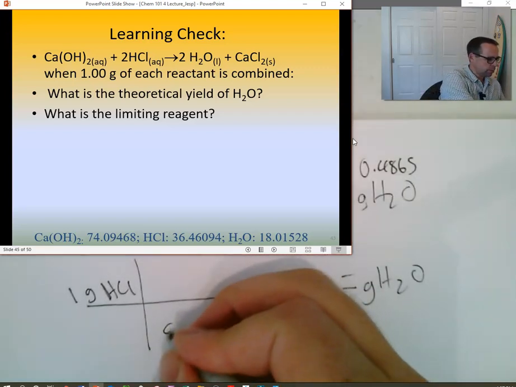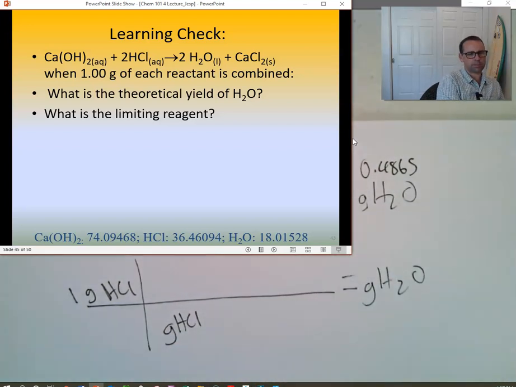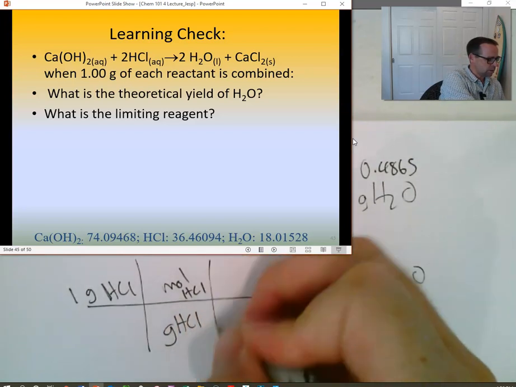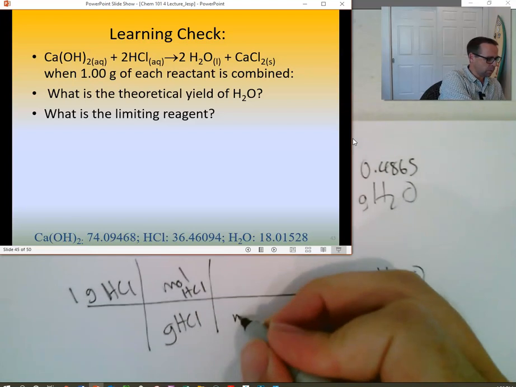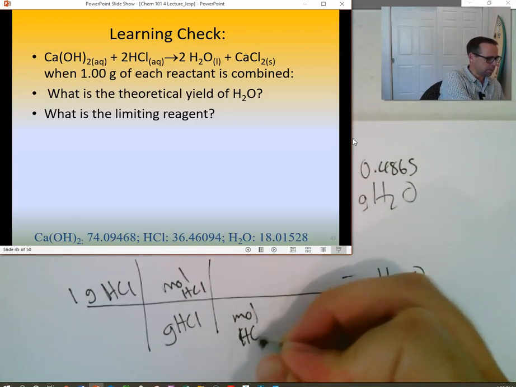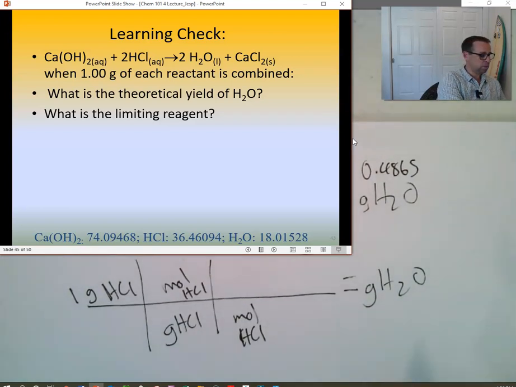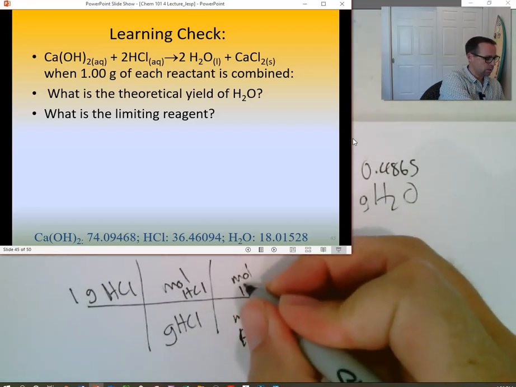All right, so I go from grams of HCl to what? The land of the moles. That's the land of the moles, my favorite place besides Disneyland. So I go from grams of HCl to moles of HCl. All right, and then now that I'm here at the land of the moles, I can take advantage of the power of the equation, right? And convert moles of HCl to moles of water, right?